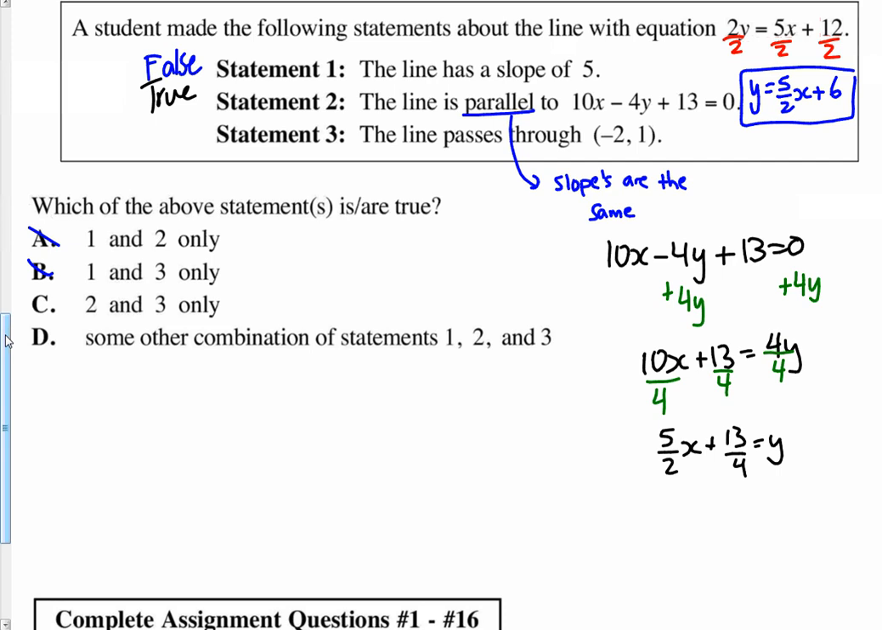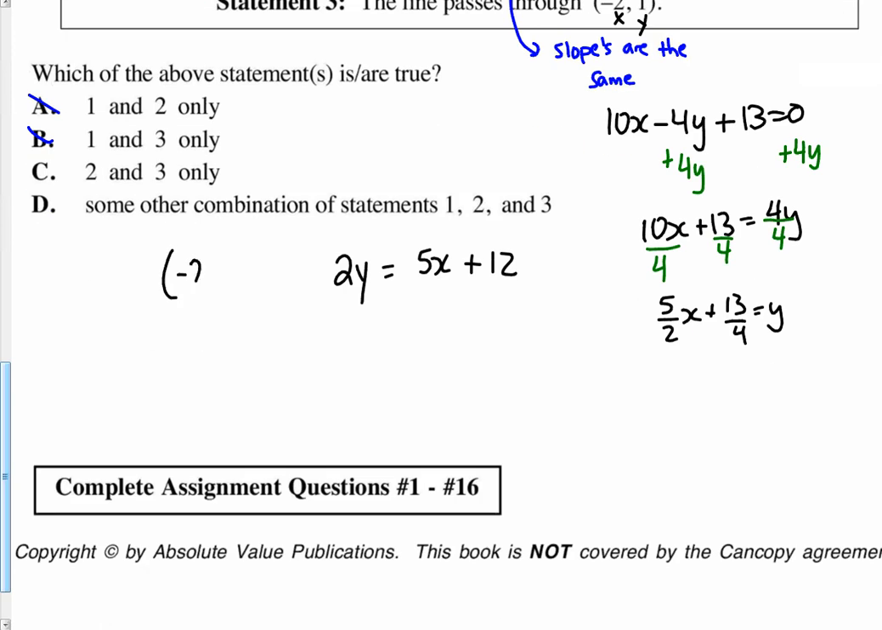Okay, the key reason why I want to do this question is statement 3. Really important. We kind of really haven't talked about this yet. The line passes through negative 2 and 1. How would we know if a line passes through a point? What can we do to check that? Make a graph? Yeah. Hey, could we sub in the x and the y and see if they actually equal each other? Yeah, so we're going to take our equation of 2y equals 5x plus 12, and let's sub in our point of negative 2 and 1, and see if it actually is on this line.